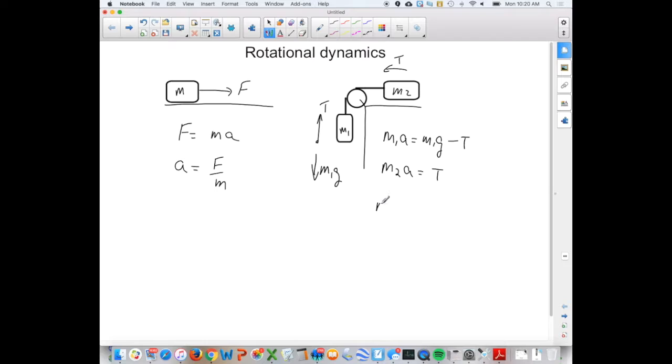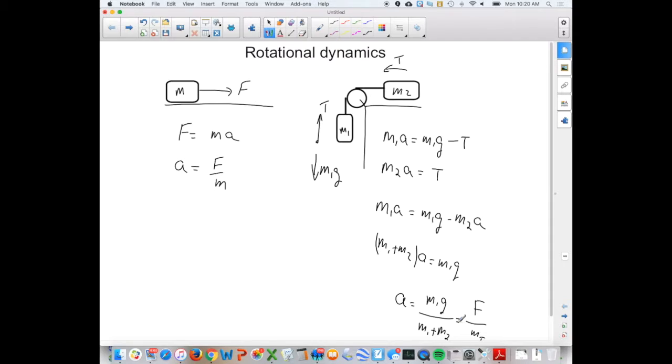Combining these two equations, I get M1A is M1G minus M2A, so M1A plus M2A is M1G, and A is equal to M1G over M1 plus M2, which makes sense. You effectively have a force divided by the total mass.